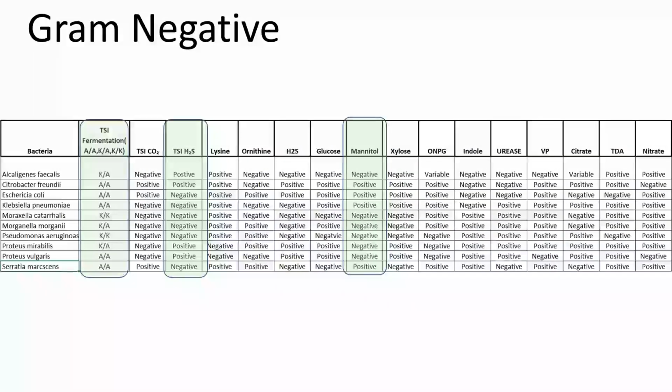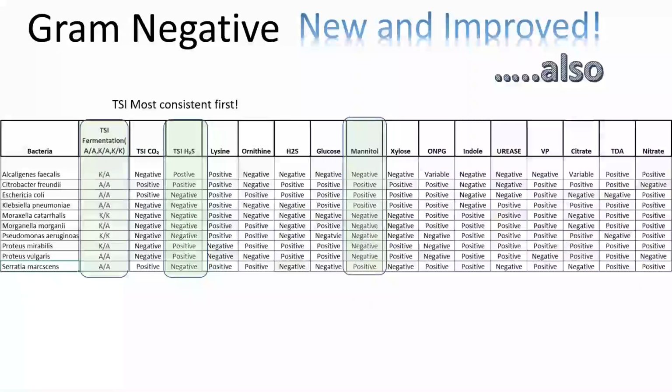Gram negatives are a little bit more complicated. We're going to talk about these in just a second. The most important thing to do first is the TSI. TSI is by far the most important one. It's very robust and easy to distinguish.